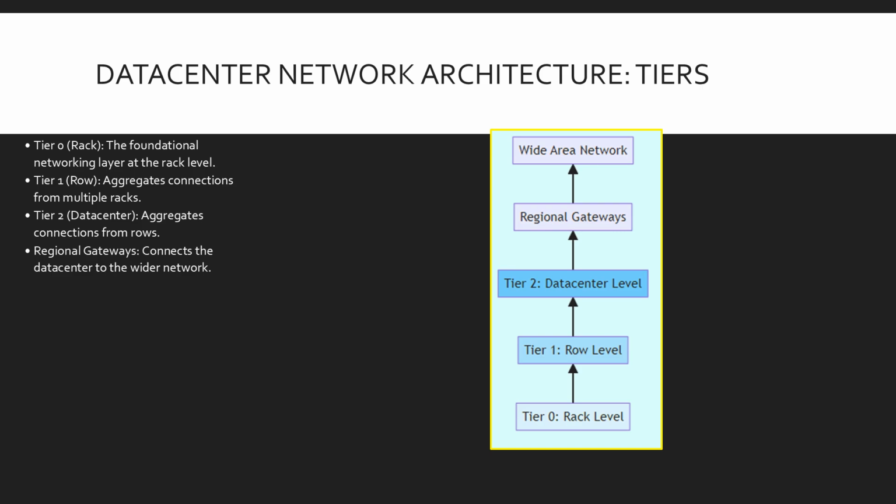This flowchart shows the vertical hierarchy of the network. We start at the bottom with Tier 0 at the rack level. Data flows up to Tier 1 at the row level, then to Tier 2 at the data center level. Finally, the traffic exits through regional gateways to reach the wide area network. This tiered approach organizes connectivity efficiently.